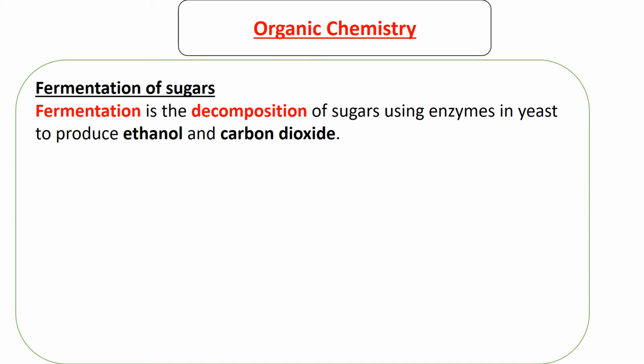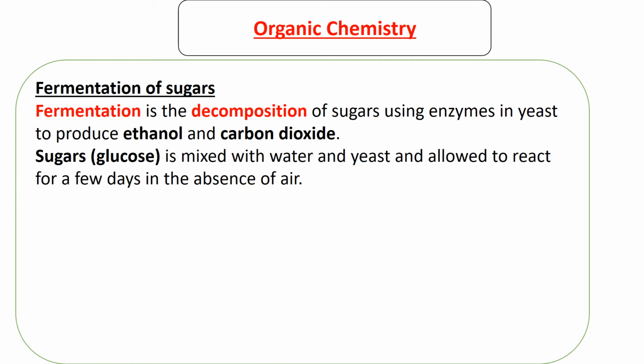is made use of. Also, the brewing of beer. Also, they use fermentation. So sugar or glucose is mixed with water and yeast and allowed to react for a few days in the absence of air. So note the conditions here. They get sugar, water, and yeast. Then they are mixed. Then they are allowed to react, but in the absence of air.